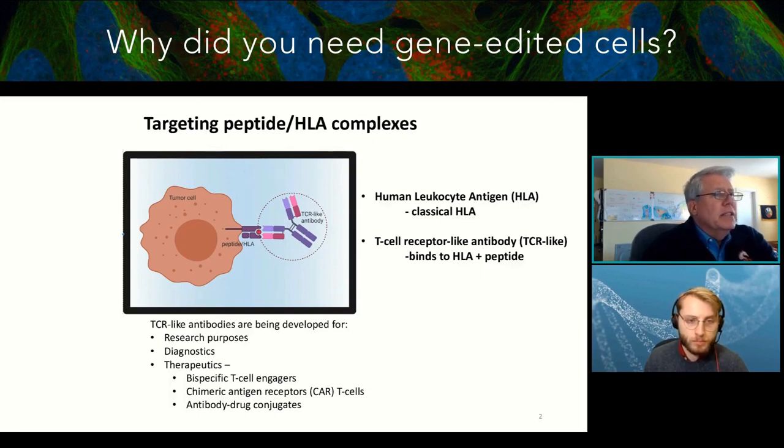And so why is there an interest in targeting or making these types of antibodies? Well, they're being developed not just by Abexa, but by other groups now for research purposes, to better understand how proteins are processed and peptides get loaded by healthy cells, as well as obviously disease cells, viral infected cells, and tumor cells. They're being developed for diagnostic purposes, but from Abexa's perspective, these types of antibodies are being developed for therapeutic purposes. Once they're made, they're formatted into either bispecific T cell engagers, or they can be made as chimeric antigen receptors to create CAR T cells, or they can be developed into antibody drug conjugates.